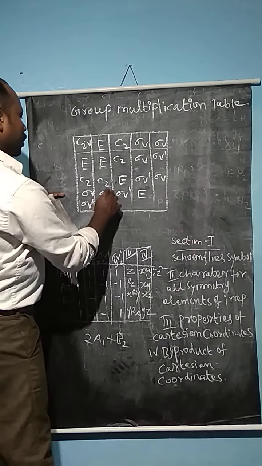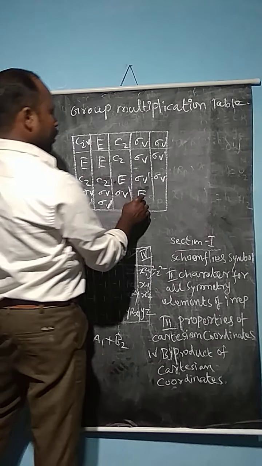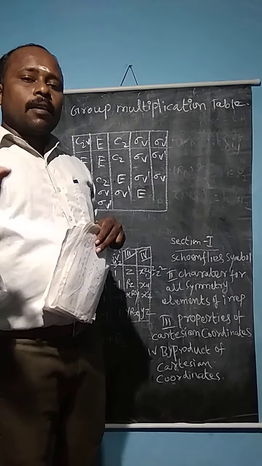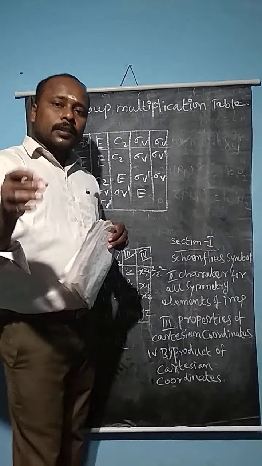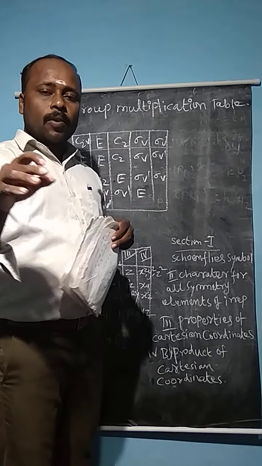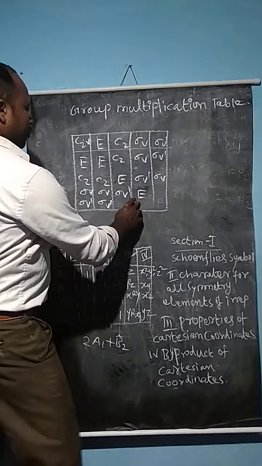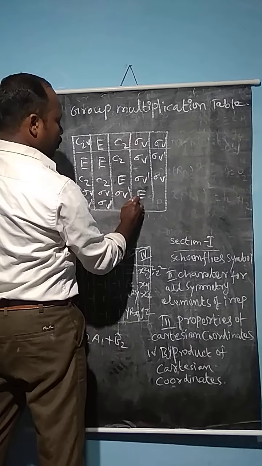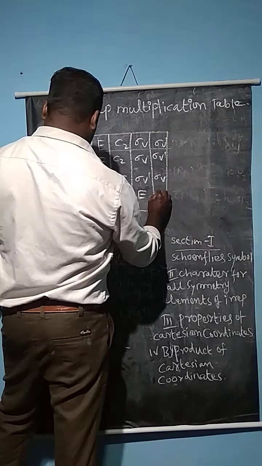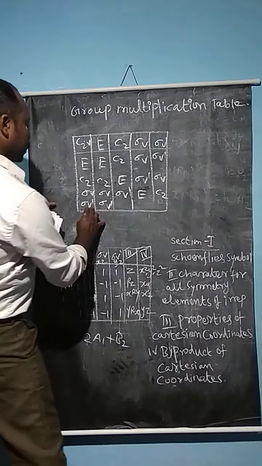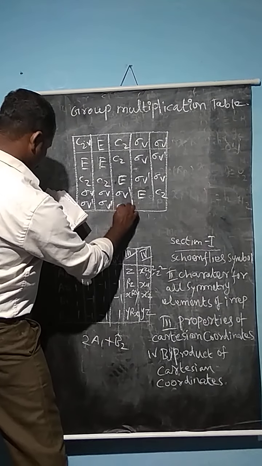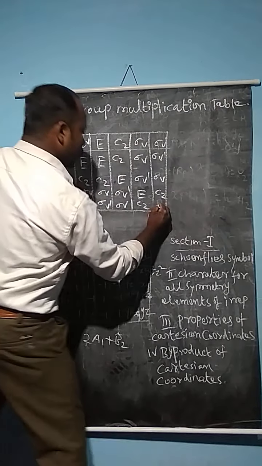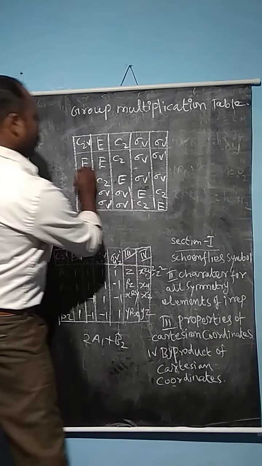Because if you cross any two products of the same symmetry class, you get the identity. Identity is nothing but the symmetry operation does not do anything to the molecule, because the original configuration is obtained easily. So sigma v into sigma v gives the value E. Sigma v into sigma v dash equals C2. Sigma v dash into C2 gives sigma v. Sigma v dash into sigma v is equal to C2. Sigma v dash into sigma v dash equals E. There are 4 values.